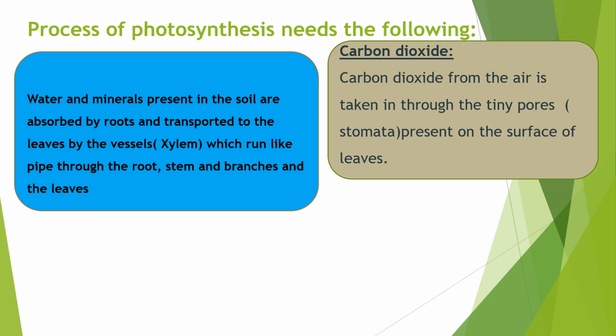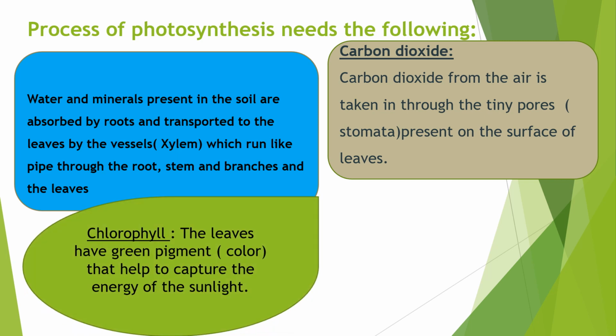The other raw material, which is called carbon dioxide, is a gas. This carbon dioxide is present in the air. So, carbon dioxide from the air is taken in through the tiny pores called stomata, which are present on the surface of the leaves. The third and essential part which is required for photosynthesis is chlorophyll.